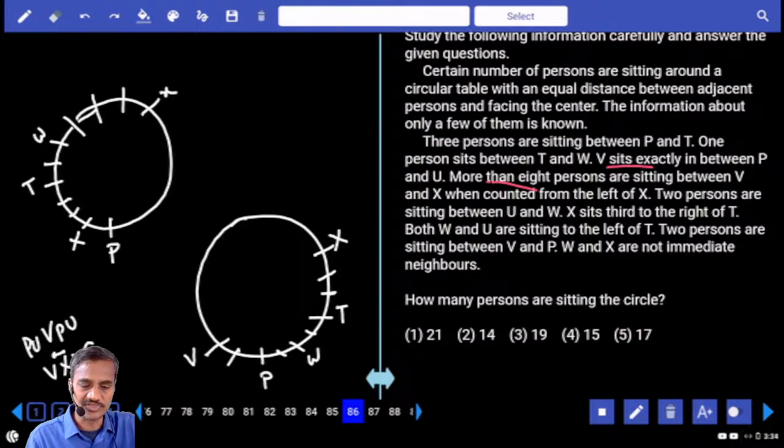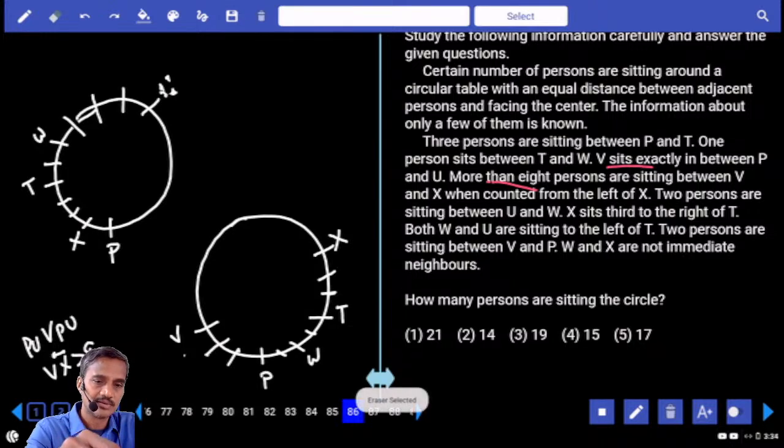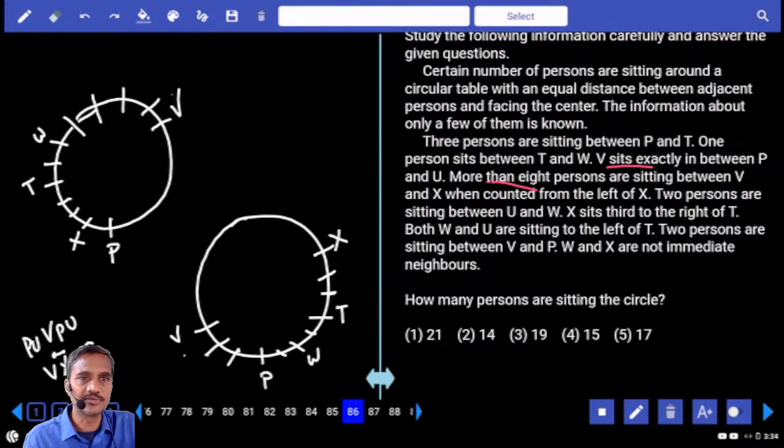In both the cases we have taken, this V has 8 persons, that is 9 persons in between: 1, 2, 3, 4, 5, 6, 7, 8. Now 9 persons, which is more than 8. Hence there are more than 8 persons in between these 2.